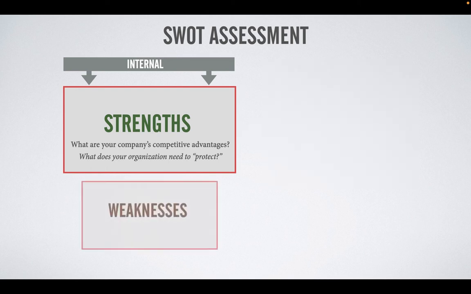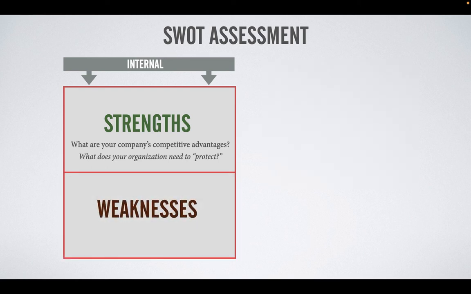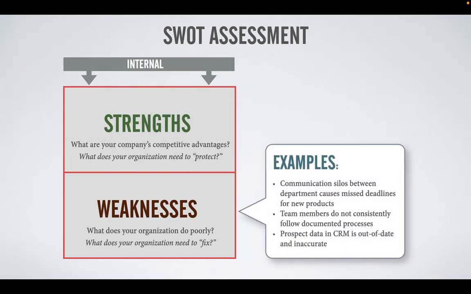Next, we're going to look at our weaknesses. These are the things that we don't do so well. Typically, these are the things that we need to fix or eliminate over the next 12 to 18 months. Let's look at some examples.